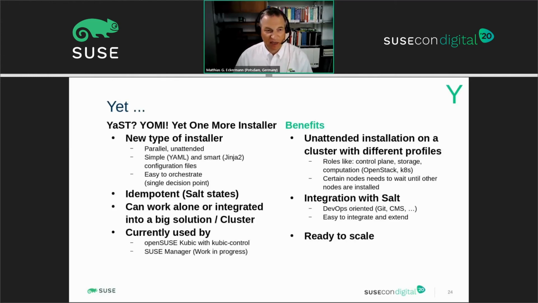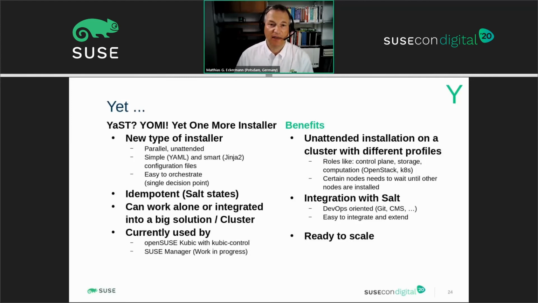That nowadays we see that many people want to install many systems in parallel and unattended. That they want simple access and a simple start to the configuration of their installer. This is why Yomi uses a YAML file, and it is easy to orchestrate with a single decision point. It uses Salt states to deliver an idempotent state of the operating system, and it can work alone or integrated into a big solution such as a cluster.